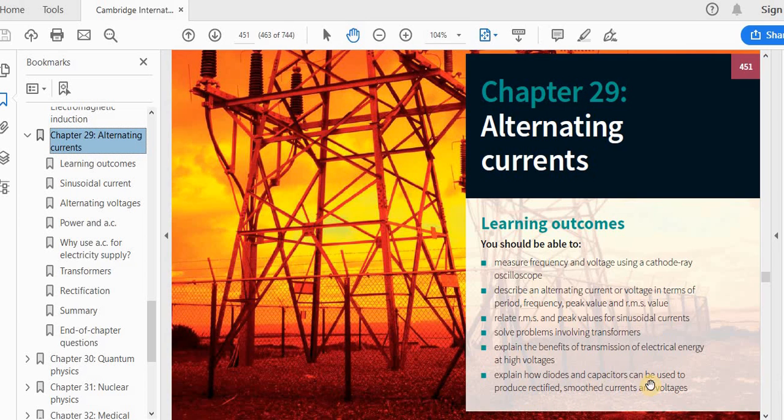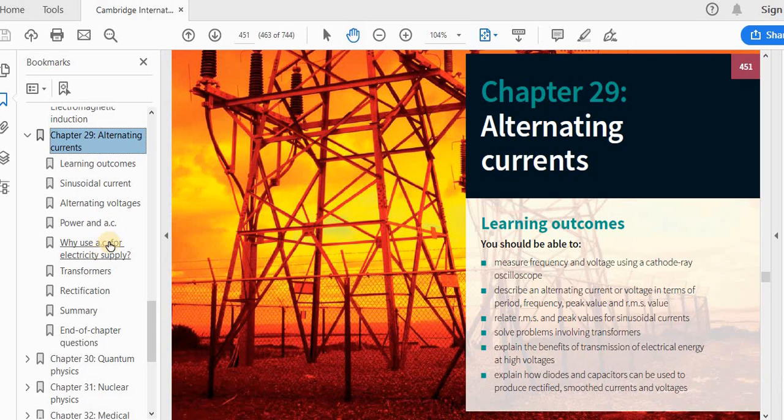Explain how diodes and capacitors can be used to produce rectified smooth currents and voltages. You have learned that rectification is the process where you convert alternating current to direct current, and the device that does that is called a rectifier. Alright, so here again are the topics: sinusoidal current, alternating voltage, power and alternating current.